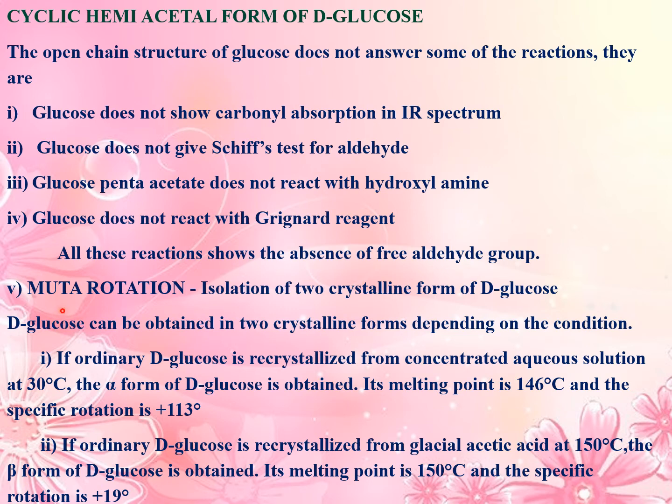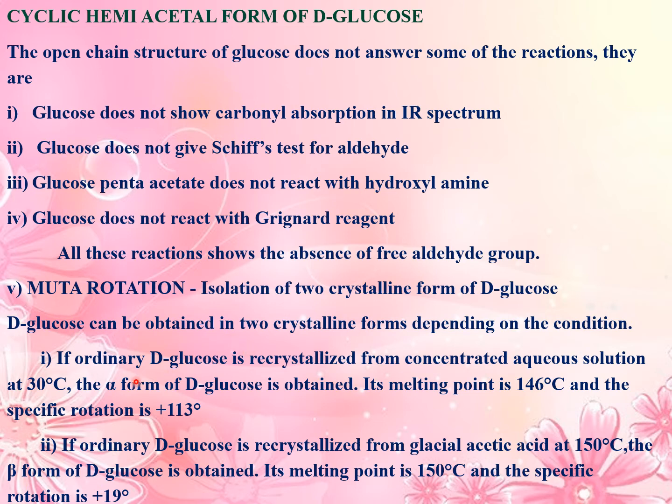We will discuss the important topic of mutarotation: isolation of two crystalline forms of D-glucose. We will discuss what the two crystalline forms are. D-glucose can be obtained in two crystalline forms depending on the conditions.